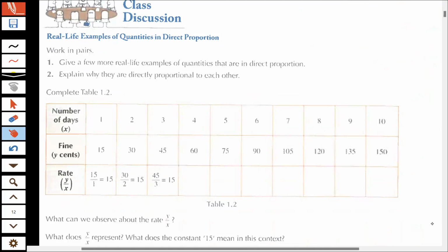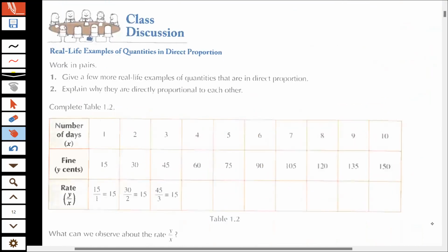Now I want to calculate rate. What is rate? Fine rate, which is given. So fine rate is basically 15. We can see over here fine is 15, number of days, let's suppose is 1. So 15 upon 1, 15. Then the second day it becomes 30, so 30 upon 2, 15. Then 45 upon 3, 15. 60 upon 4, 15. So you can calculate this.